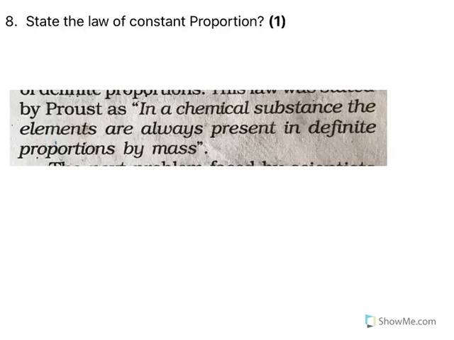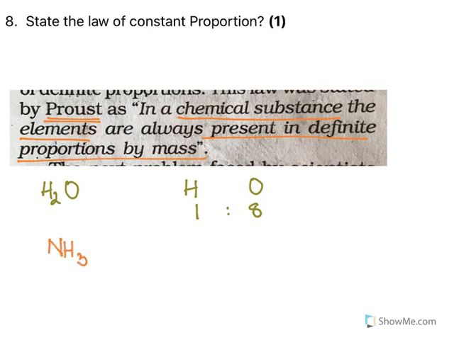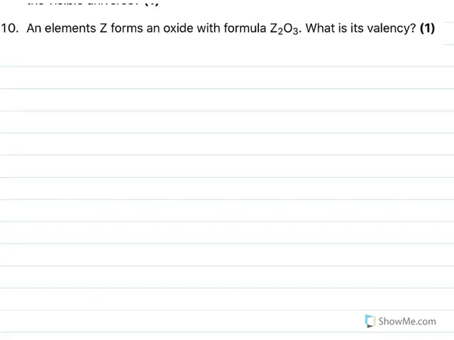State the law of constant proportion. It was introduced by Proust: in a chemical substance, the elements are always present in definite proportions by mass. And if you remember, we took the example of water. In water, you have hydrogen and oxygen, and the ratio is always 1:8. Then there was another example given, ammonia, NH3. Ammonia consists of nitrogen and hydrogen, always present in a ratio 14:3.